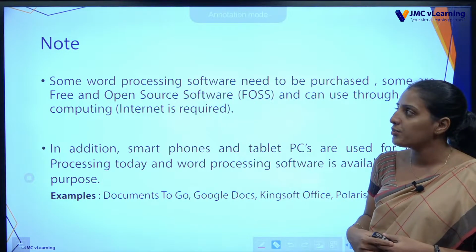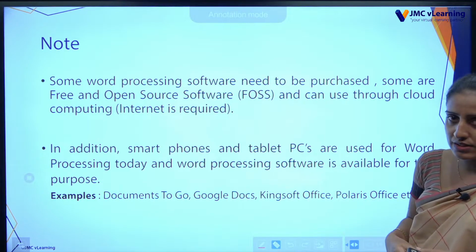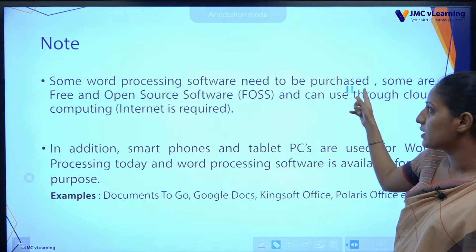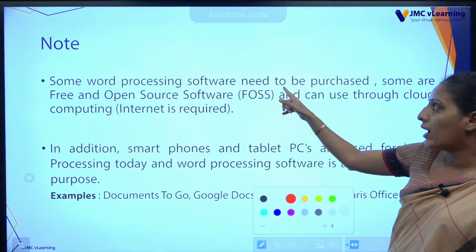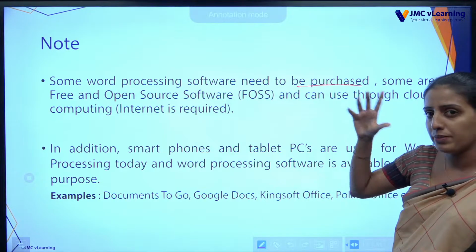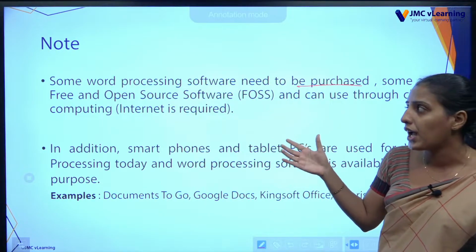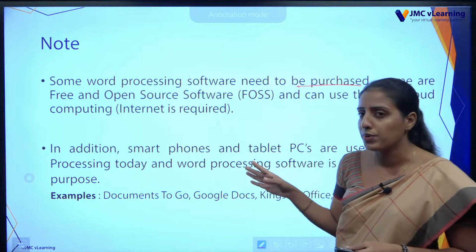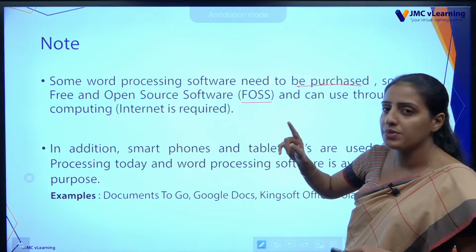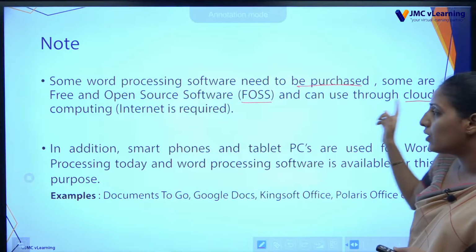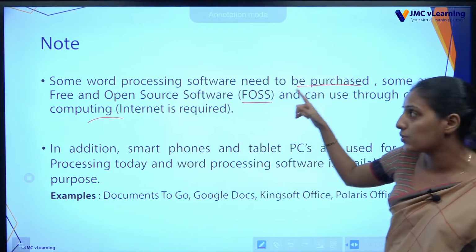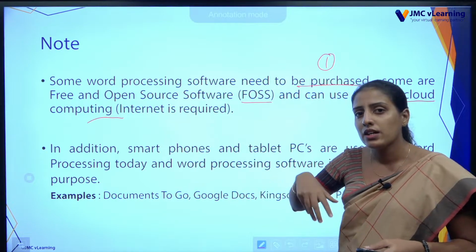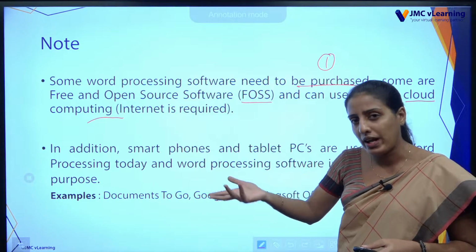Note, some word processing software needs to be purchased, such as Microsoft. Remember, you have to purchase the Microsoft package. Some are free and open source, that means FOSS, and can be used through cloud computing. Remember, there are 3 types in which you can use word processing software. First one, you can purchase it, that means you have to pay for it.